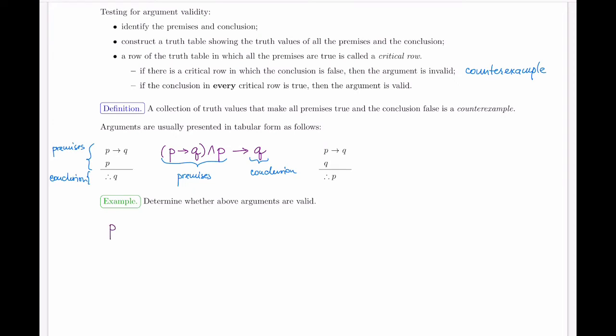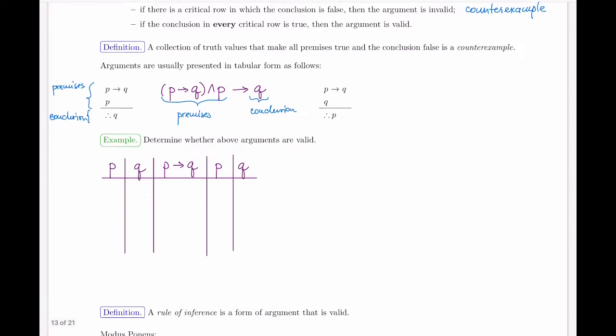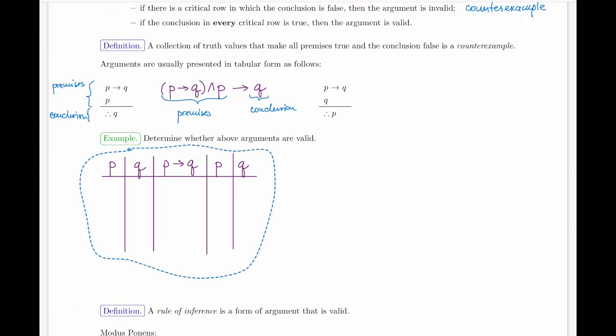So I'm going to have my P, I'm going to have my Q, and I'm going to list all of my premises. So in this case, it's P implies Q and P. And I'm also going to include the conclusion again. Now I know that I'm repeating many of the columns here, right? So I start with P and Q because these are my two defining variables. And then I also repeat them here because one of them happens to be the premise and one happens to be the conclusion. This is only repetitive because this example is fairly small, but it's generally good practice to do it so that you don't lose information about what exactly is a premise and what exactly is a conclusion here.